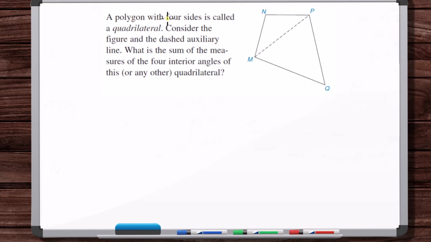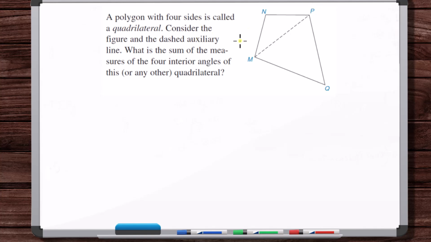A polygon with 4 sides is called a quadrilateral. Consider the figure and the dashed auxiliary line. What is the sum of the measures of the 4 interior angles of this or any other quadrilateral? All right, so here's this quadrilateral and then the dashed auxiliary line. And just to point out, you could add this auxiliary line and justify it because we know that there's one unique line that goes through 2 points. So you could state it that way: one unique line going through points M and P.